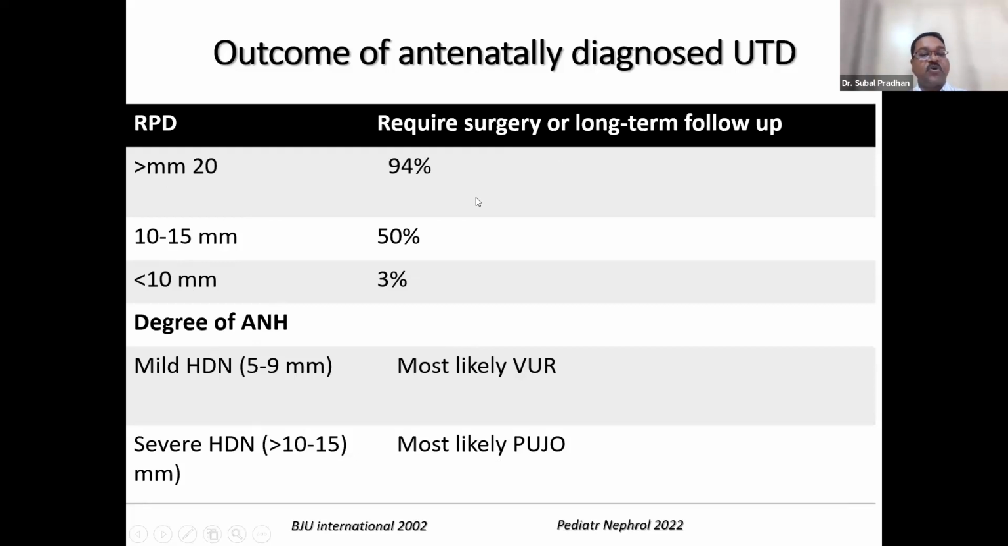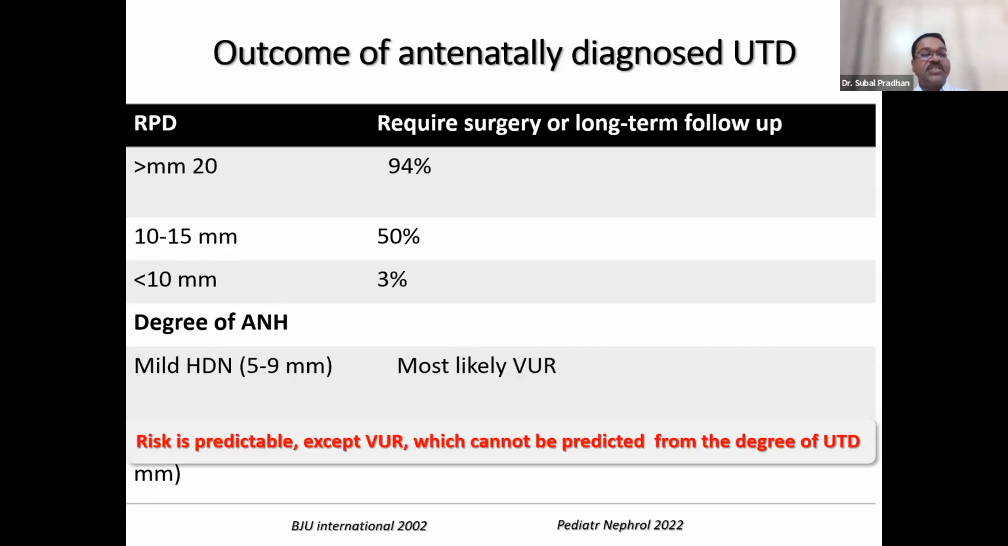However, the exception that has been already discussed by Dr. Soba: though risk is predictable with severity of hydronephrosis, VUR cannot be predicted from the degree of ureteric dilatations.